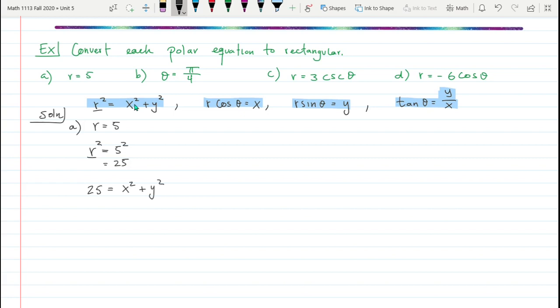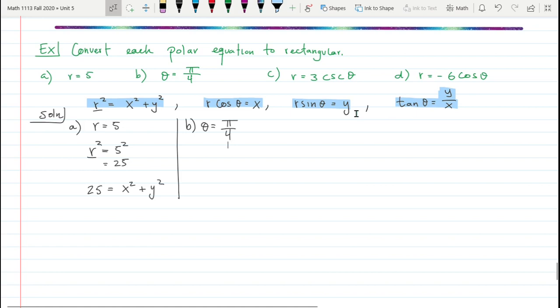Then let's do problem B, where we're given theta equals pi over 4. So same problem as before. Which one do I pick? How do I do this? Do I just plug it into this equation and solve for x or solve for y?